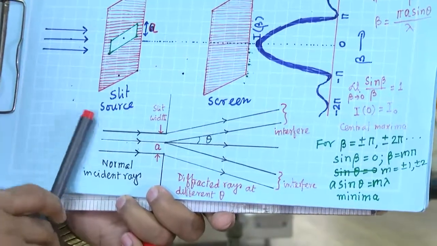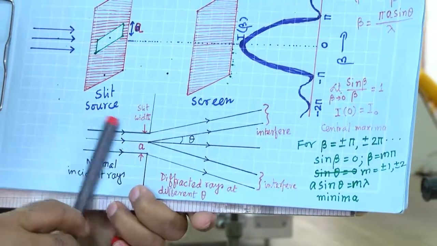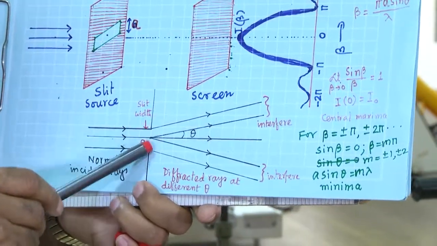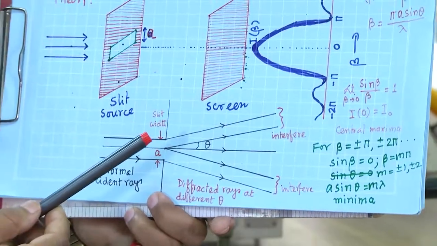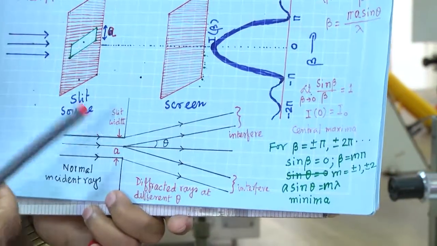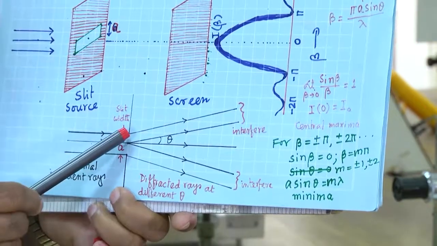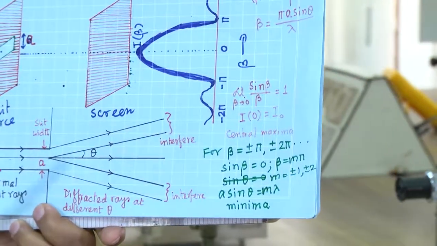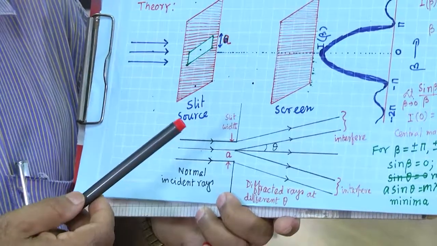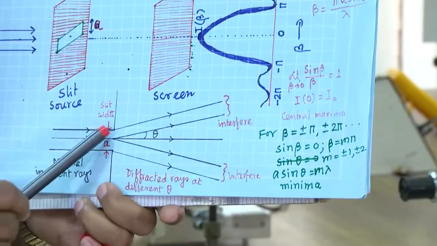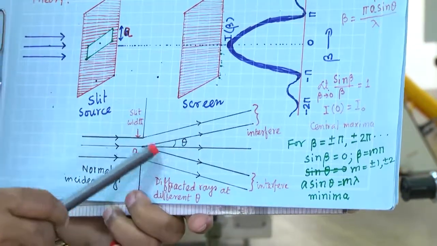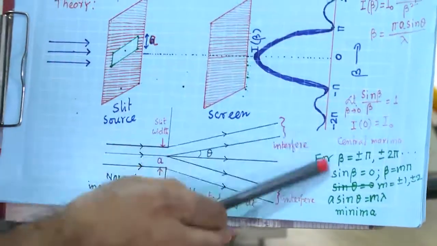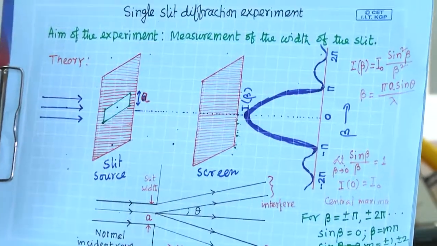So, when the wavefront falls on the slit, each point on the slit will act as a secondary source. From each point we again get secondary wavelets. That is the Huygens principle. So, these secondary wavelets will interfere and we will get this diffraction pattern.